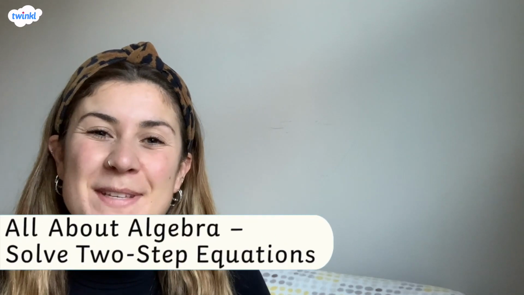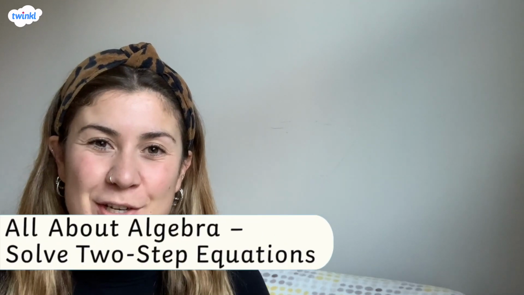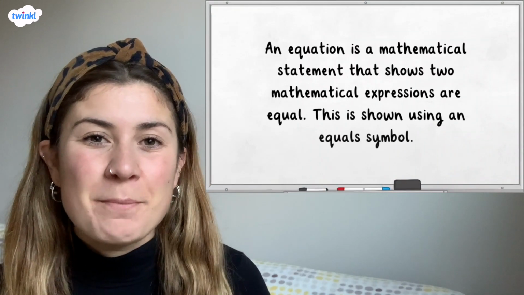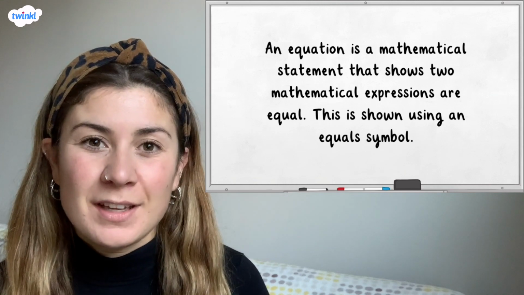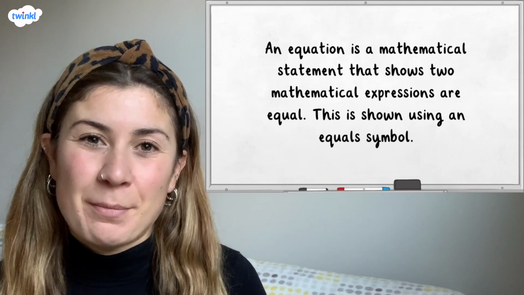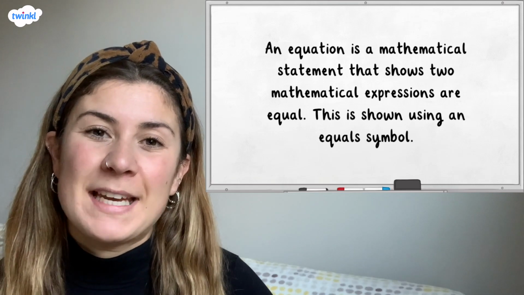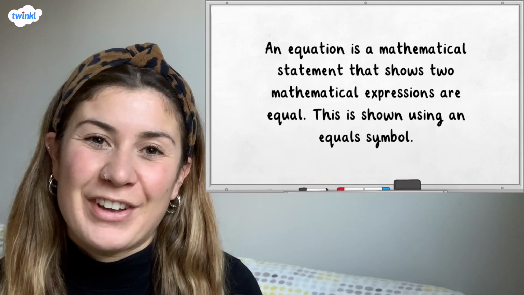Hi, this video is here to help you solve two-step equations using algebra. Remember, an equation is a mathematical statement that shows two mathematical expressions are equal. This is shown using an equal symbol. If you haven't already, it might be useful to watch our video explaining how to solve one-step equations first.